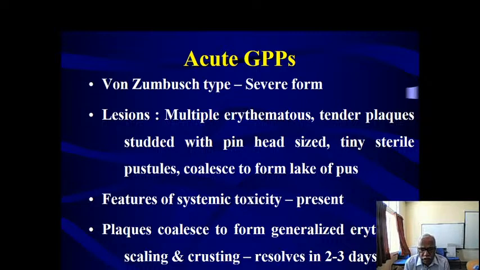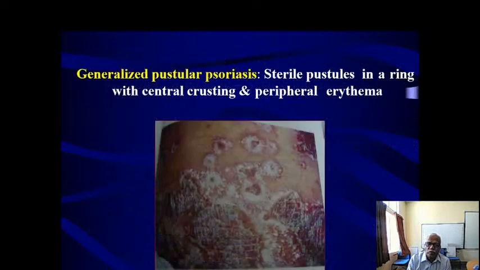Since there are lakes of pus, there will be systemic toxicity, and usually it resolves in 2 to 3 days. So this is also generalized pustular psoriasis. Though they are pus, they are sterile, there is no bacteria. And there is a central pustule, with a sign of healing and peripheral erythema.